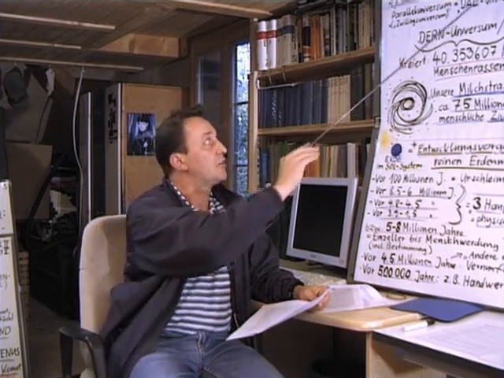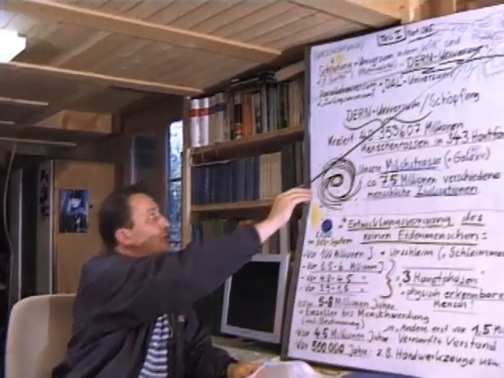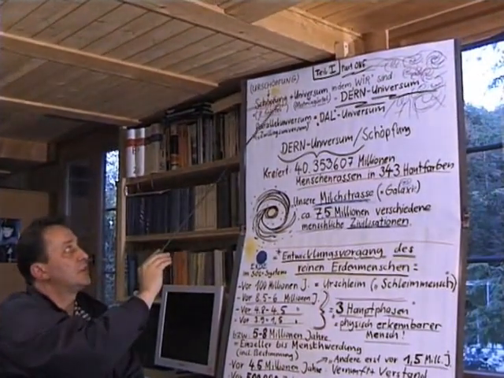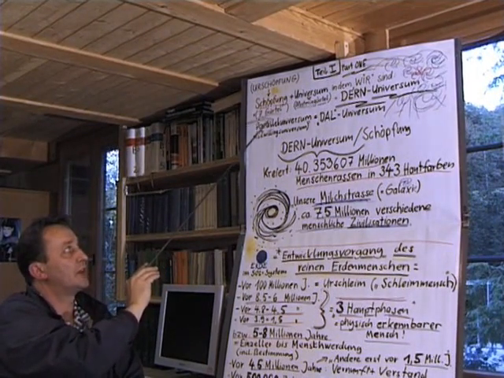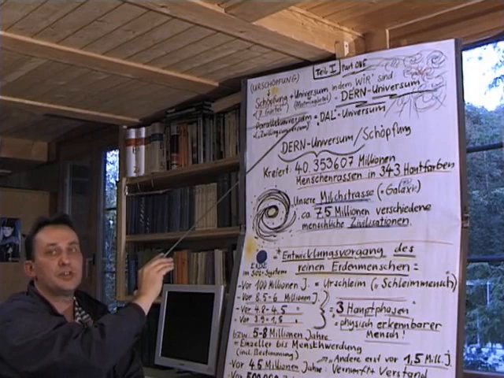Here you see again the drawing of the origin of the universe with the Big Bang and creation, consisting of 7 belts. One of those is the material belt in which we live.